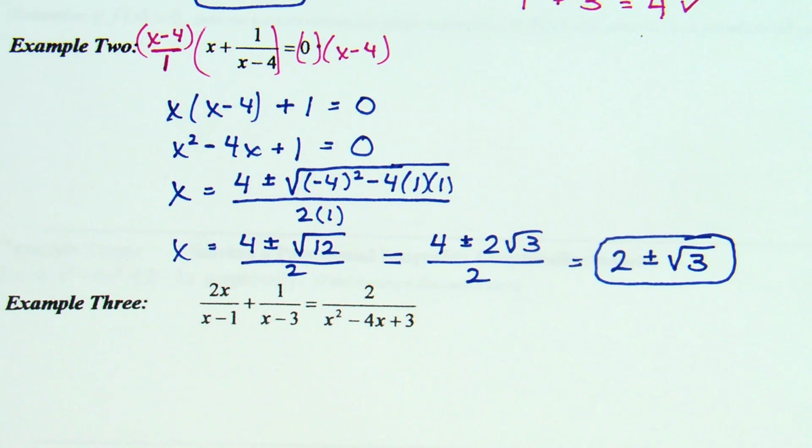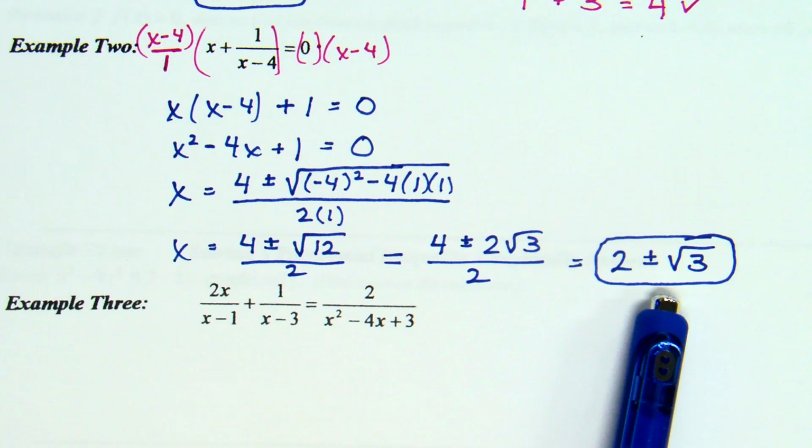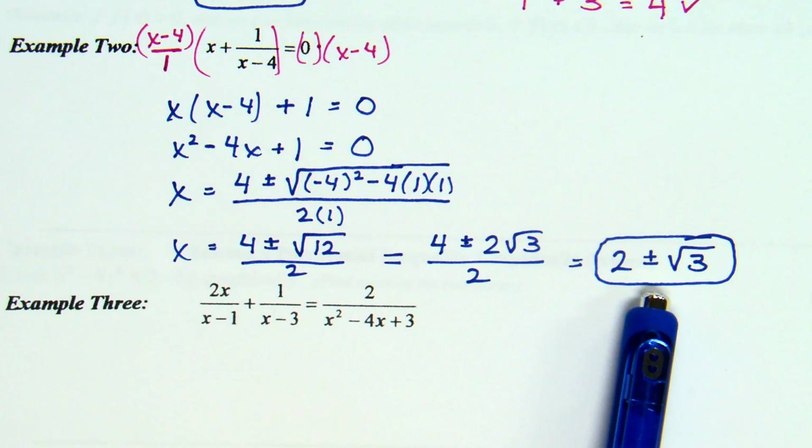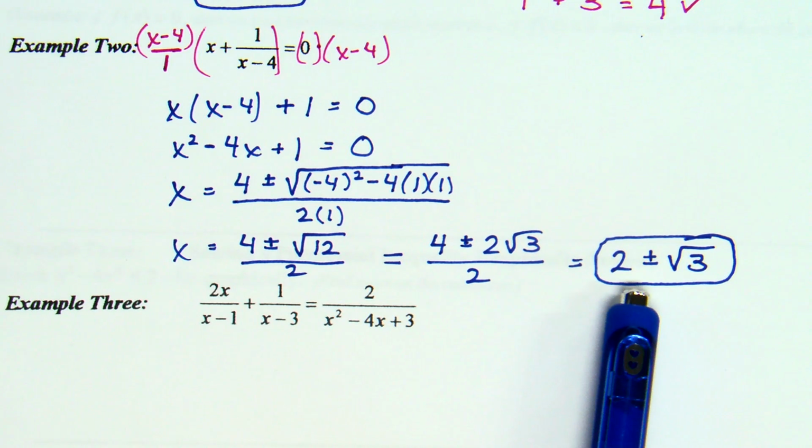What's another way to check other than algebraically and plugging the answer back in? Graphically. How can we check this graphically? Yeah. If these are truly solutions, what are these on the graph? Your x-intercepts, your zeros. So how can we check this graphically is to graph it and see if these are the zeros, if these match up with the zeros.